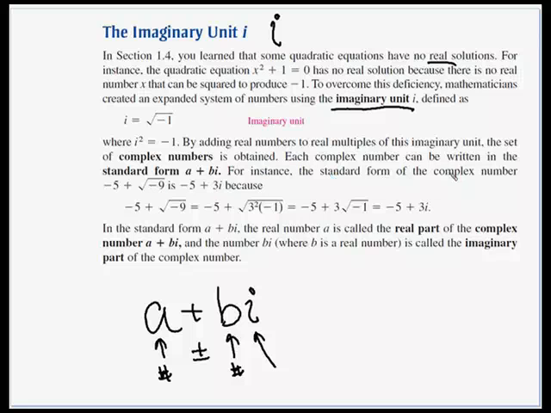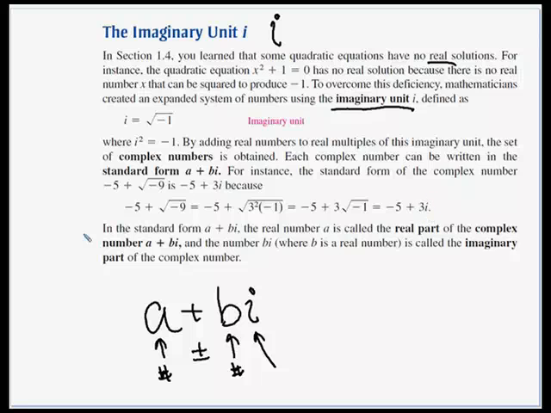For instance, the standard form of the complex number negative 5 plus the square root of negative 9 is negative 5 plus 3i. Because we can take that negative 9 under the radical and change that into 3 squared times negative 1. And then we know we can bring out the 3. The square root of 9 is 3, and that square root of negative 1 turns into the imaginary unit i.